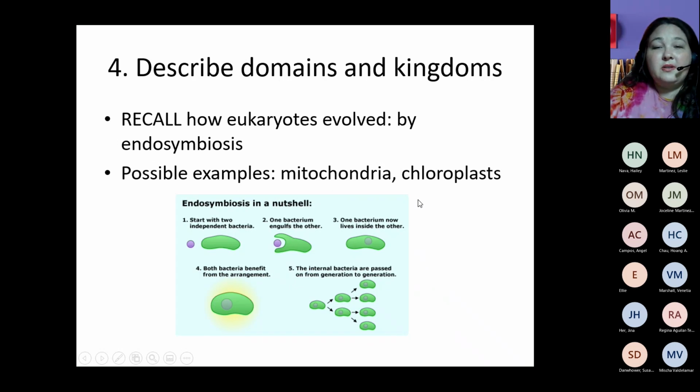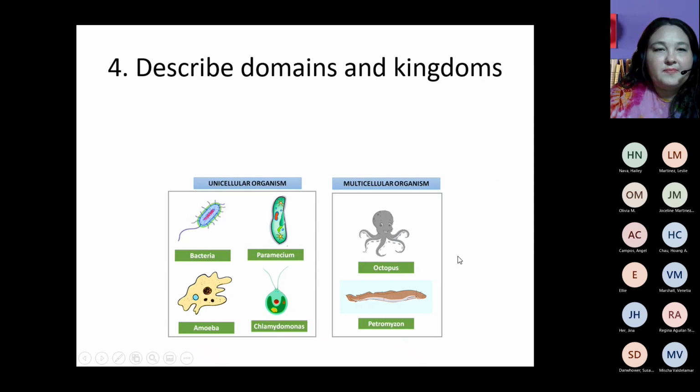Remember endosymbiosis, our endosymbiotic theory we talked about when we were discussing mitochondria and chloroplasts. Endosymbiosis: within, together, living. So two things living together within each other. What that means is that we originally started with two independent prokaryotes. One prokaryote engulfed the other. The smaller prokaryote lived inside the larger prokaryote. And the smaller prokaryote provided energy for the larger one, and the larger one provided protection for the smaller one. And that's how eukaryotes evolved.